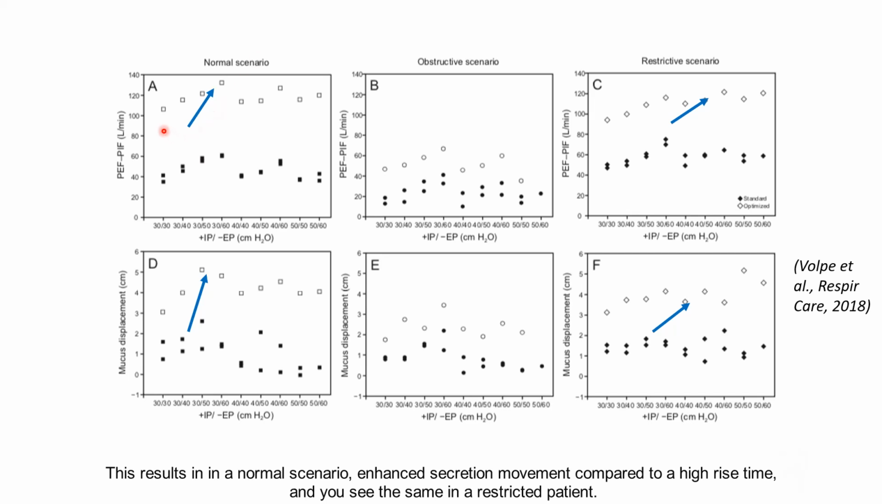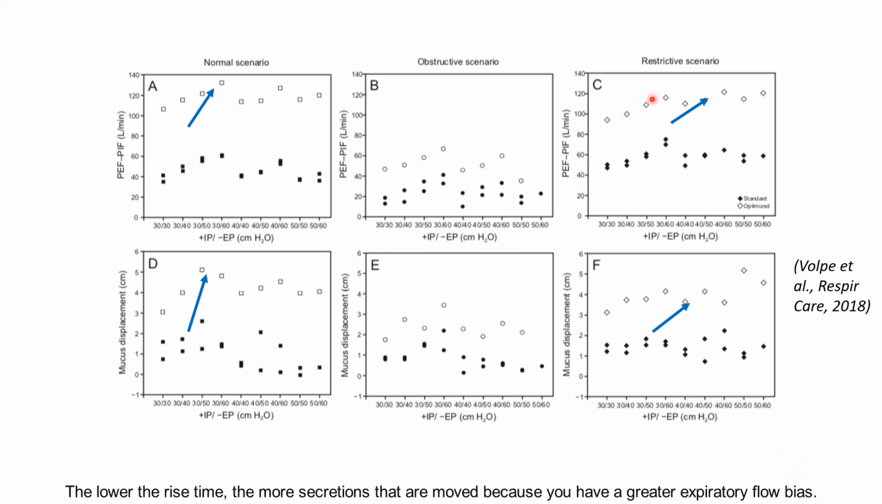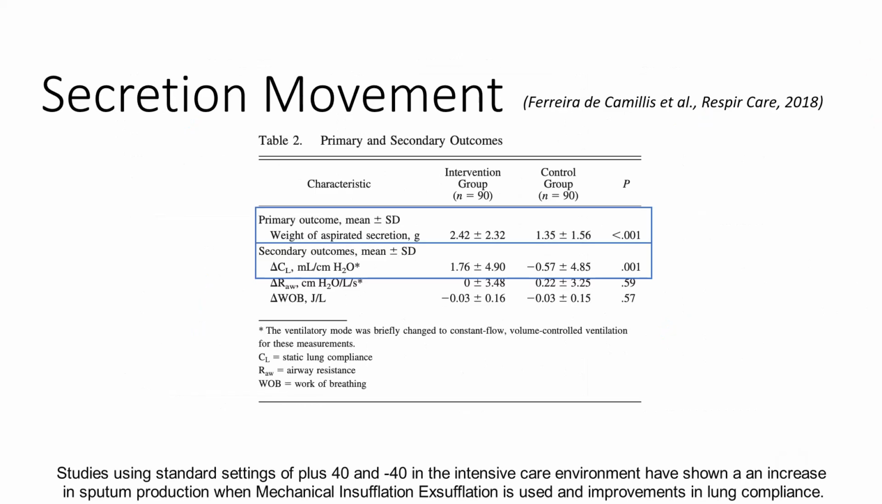This results then in a normal scenario in enhanced secretion movement compared to a high rise time, and you'd see the same in a restricted patient. The lower the rise time, the more secretions that are moved because you have a greater expiratory flow bias. Studies using standard settings of +40 and -40 in the intensive care environment have shown an increase in sputum production when mechanical insufflation-exsufflation is used, and improvements in lung compliance.